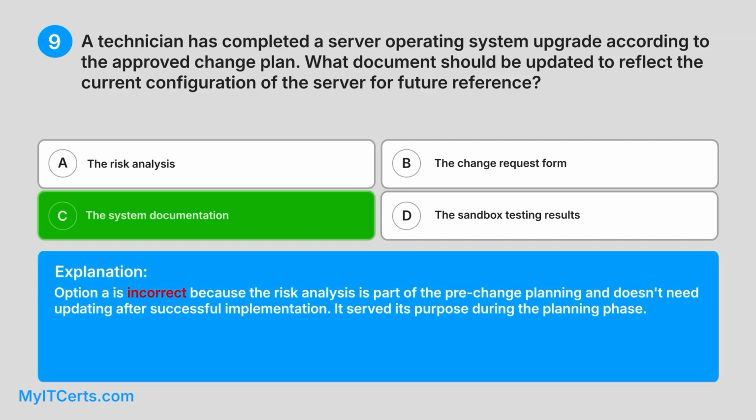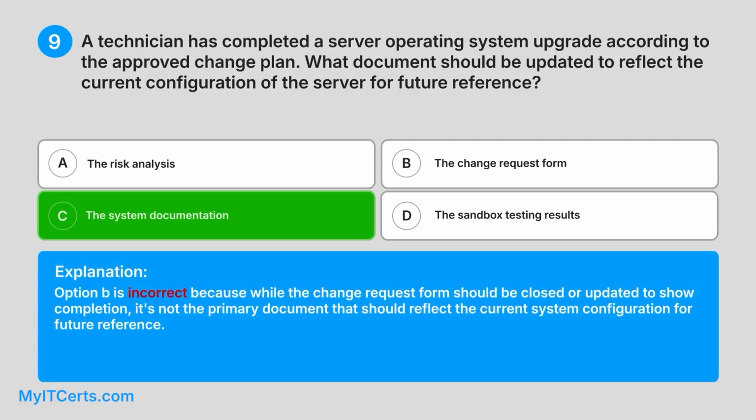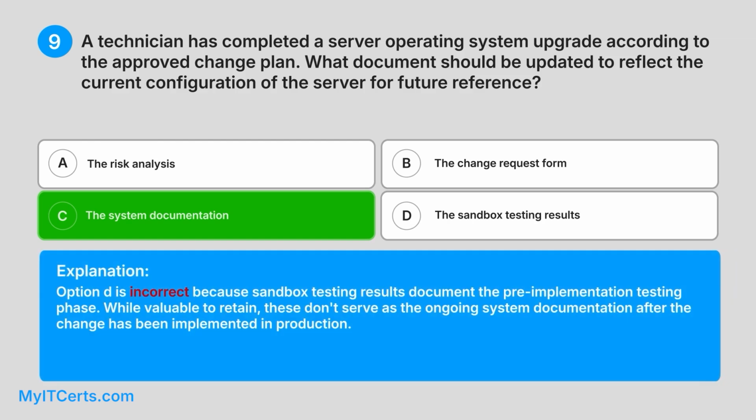Option A is incorrect because the risk analysis is part of the pre-change planning and doesn't need updating after successful implementation. It served its purpose during the planning phase. Option B is incorrect because while the change request form should be closed or updated to show completion, it's not the primary document that should reflect the current system configuration for future reference. Option D is incorrect because sandbox testing results document the pre-implementation testing and, while valuable to retain, these don't serve as the ongoing system documentation after the change has been implemented in production.